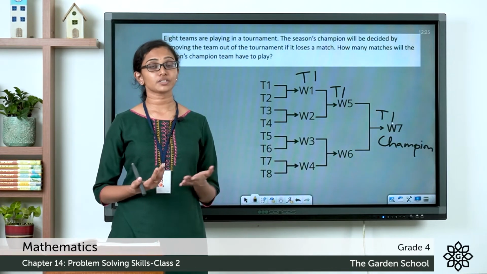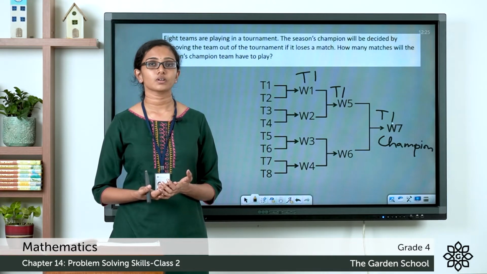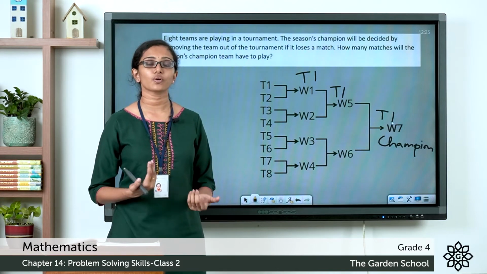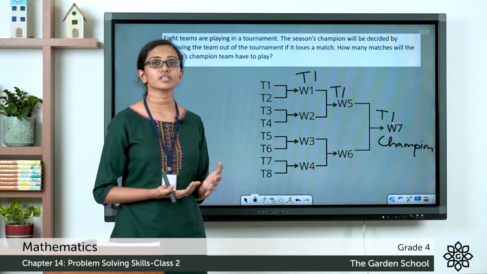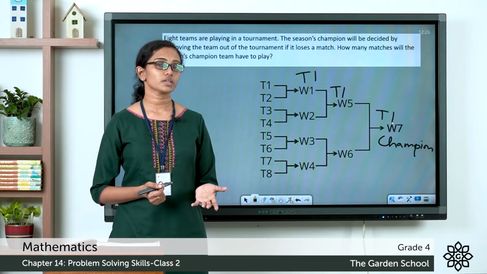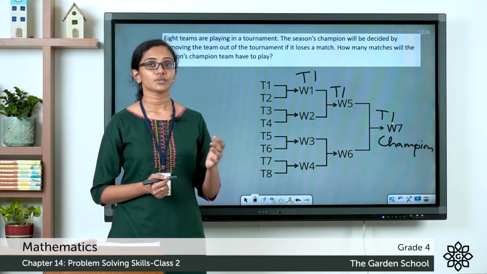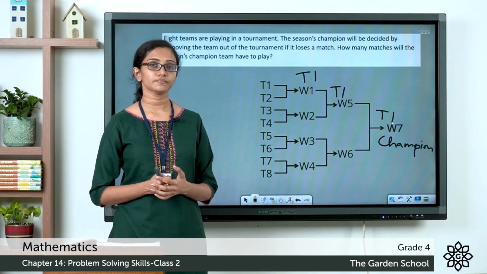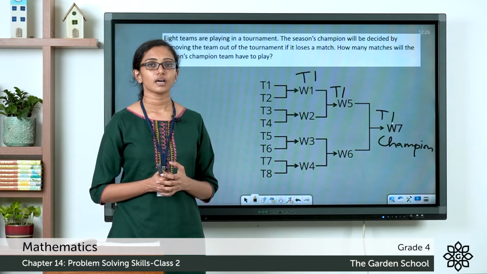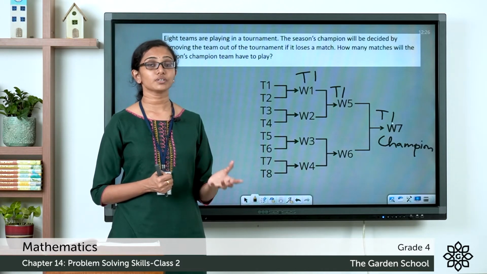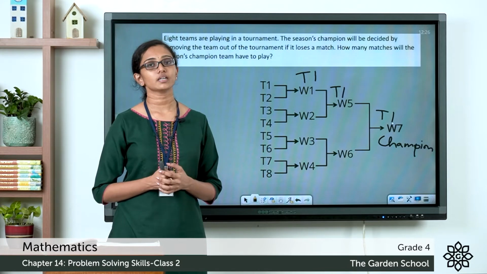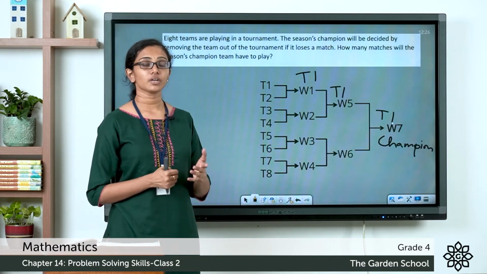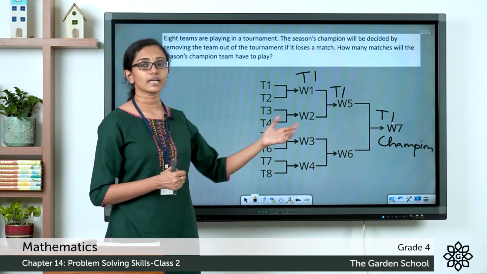So instead of imagining all these matches, this whole tournament in your mind, drawing this diagram made it easier for us to determine the winner or the champion of the tournament. So similar to this, can you please try to solve a problem where 12 teams are playing? You have to draw a diagram using 12 teams and decide how many matches the winning team should play to win the tournament, to become the champions. So here we used 8 teams. Now you have to use 12 teams and draw a diagram like this.